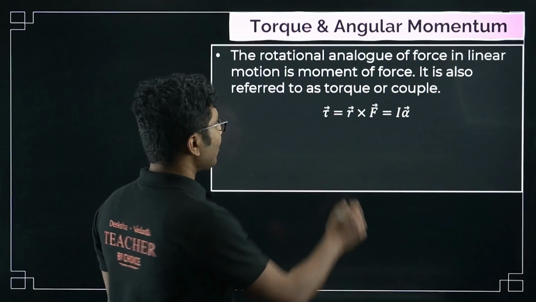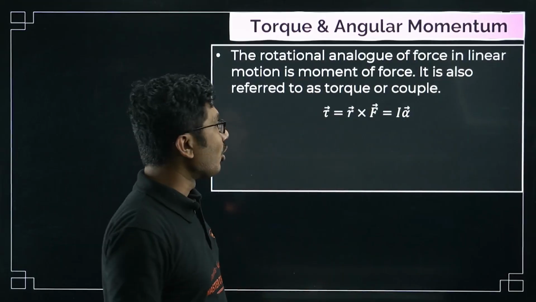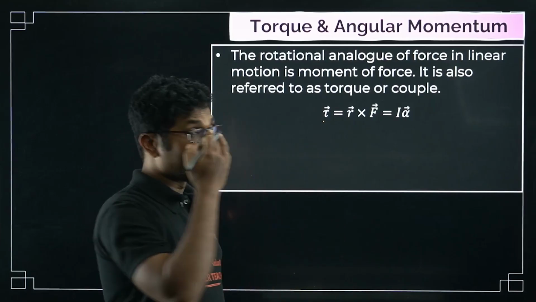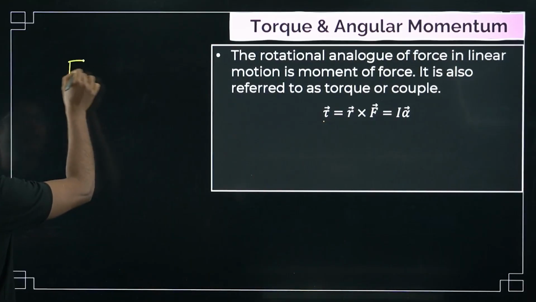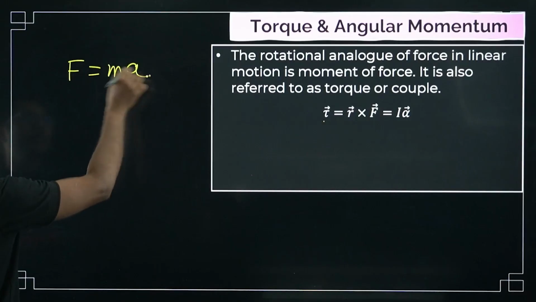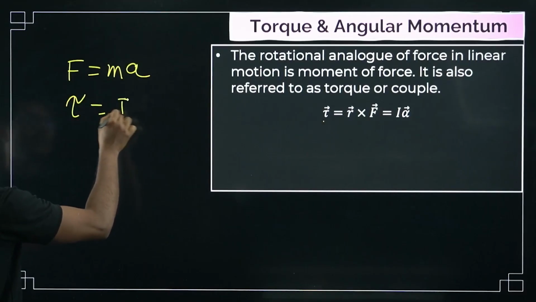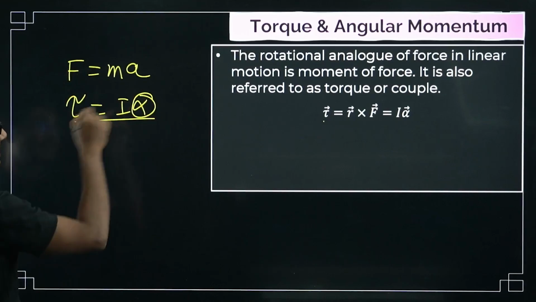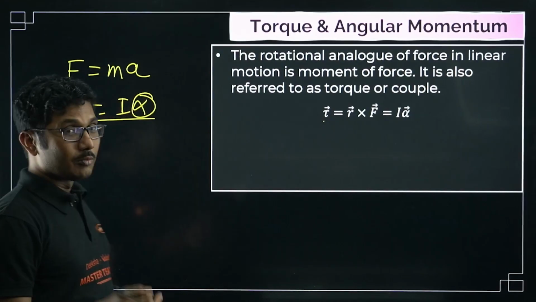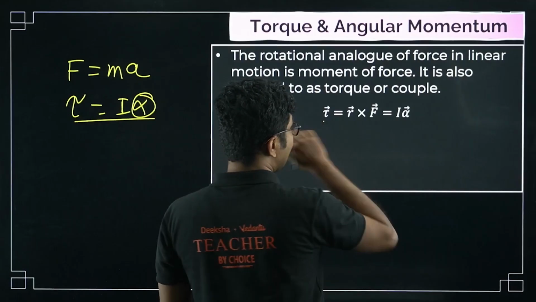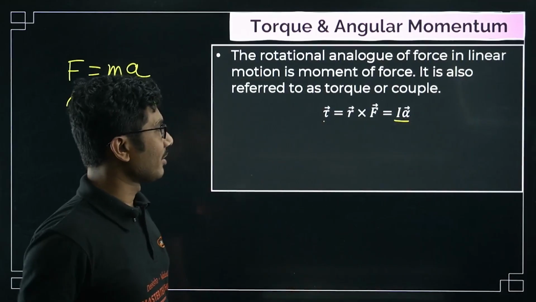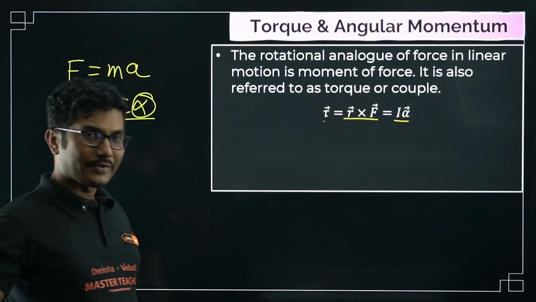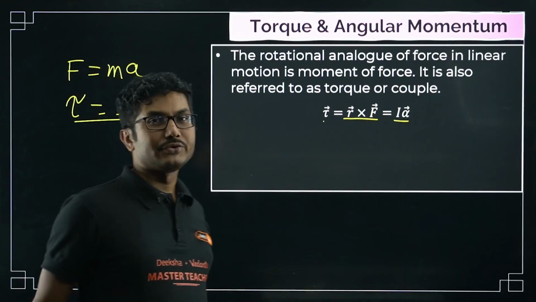So torque is equal to r cross F. Also, torque is the rotational analog of force, and in linear motion we know that F is equal to ma. So torque should be equal to I alpha, right? Where alpha is the angular acceleration and I is the moment of inertia. So I alpha is the formula for torque. Generally, most commonly we will use the formula r cross F. In fact, in electrostatics as well we have used this concept, right?